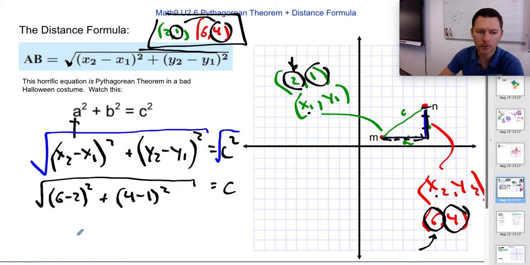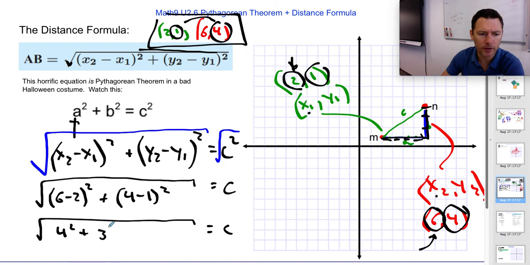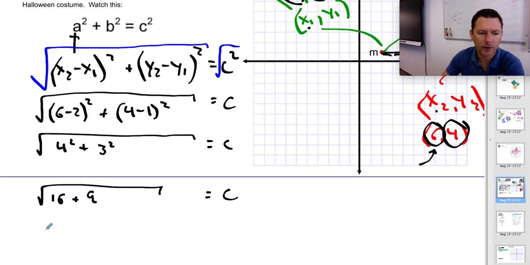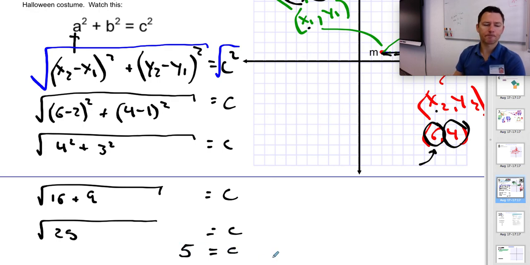Square it. Cool. So that gives you 4 squared plus 3 squared. So you get 16 and 9. And that's c. 16 and 9 is 25? And, oh, sweet. So c ends up being 5. Cool. All right, so that's the ball game.